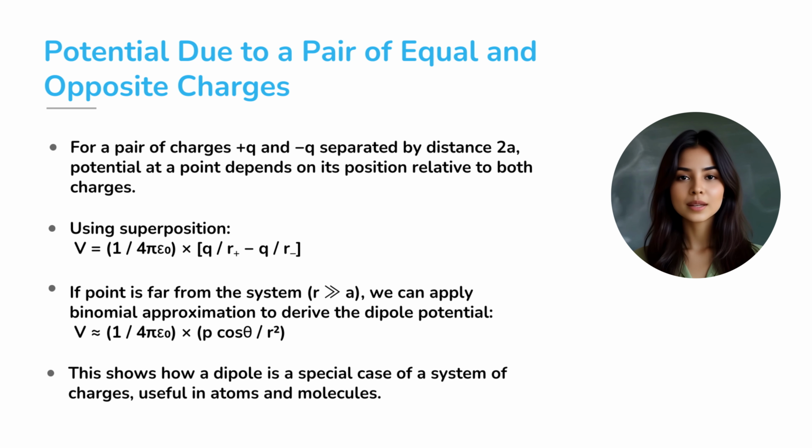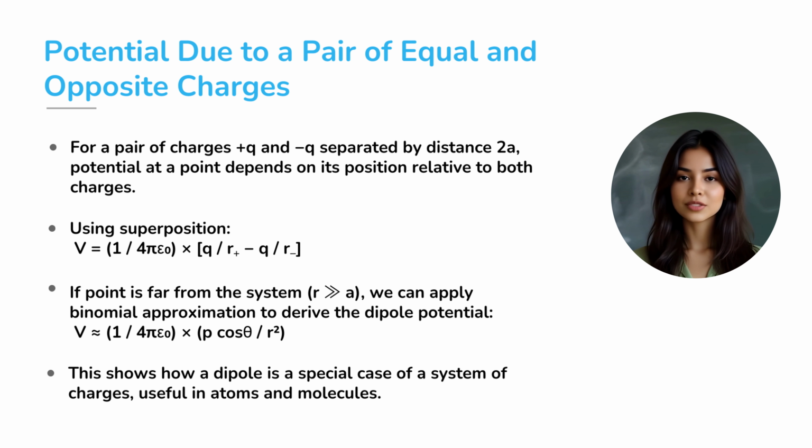Let's take a special case, a classic configuration known as a dipole. Suppose you have two charges, plus Q and minus Q, placed symmetrically along the x-axis, separated by a distance of 2a. Now we want to calculate the electric potential at a point P that lies somewhere in space. Using the same superposition idea, the potential at point P is V equals 1 by 4 pi epsilon naught multiplied by open bracket Q divided by R plus minus Q divided by R minus close bracket. Here, R plus is the distance from point P to the positive charge and R minus is the distance from point P to the negative charge.